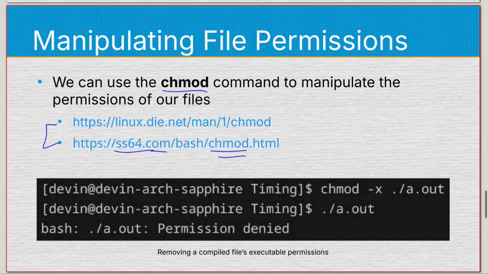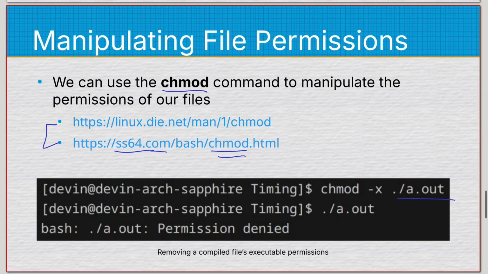As an example, this is removing executable permissions from a compiled file. Let's say that I just compiled this a.out by running some source code through GCC. And for whatever reason, maybe I want to say, oh, I don't want anyone to execute this right now.